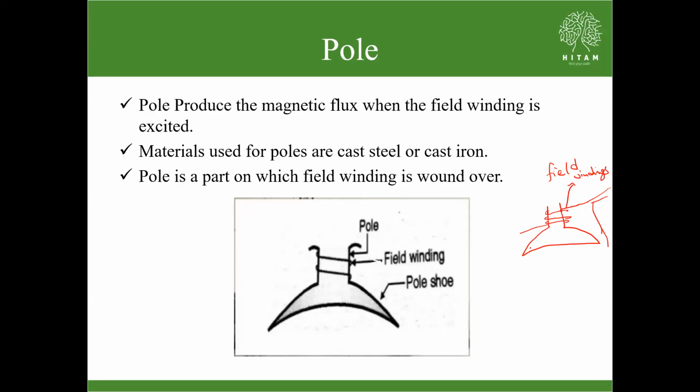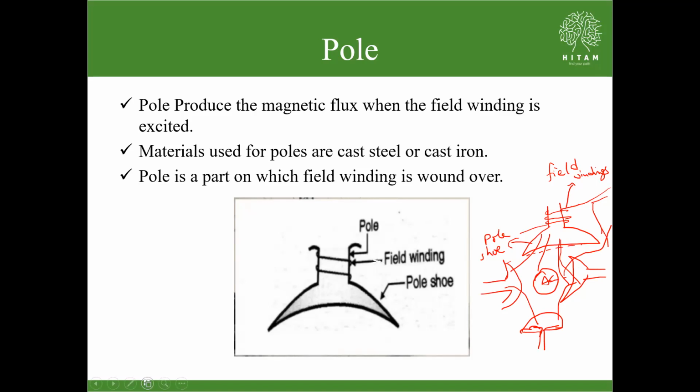And the shape, why it is like a shoe, we can also call it the pole shoe. This is for the spreading of the flux from one pole to another pole, like this. Like this we have 4 poles. So the flux spreads from one to another, right? In between, in the center, we have the armature.